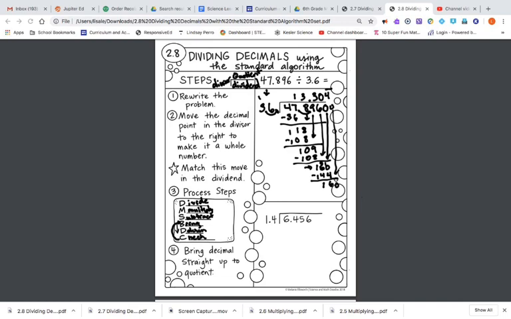Okay, this time we're going to take 1 and 4/10, and I want to divide that into 6 and 456 thousandths. So again, my dividend is in that box in the house, and that's my total. And I want to know how many groups of 1 and 4/10 I can make out of 6 and 456 thousandths. So again, I have a decimal in my divisor right here. I can't do it. It's a no-no.